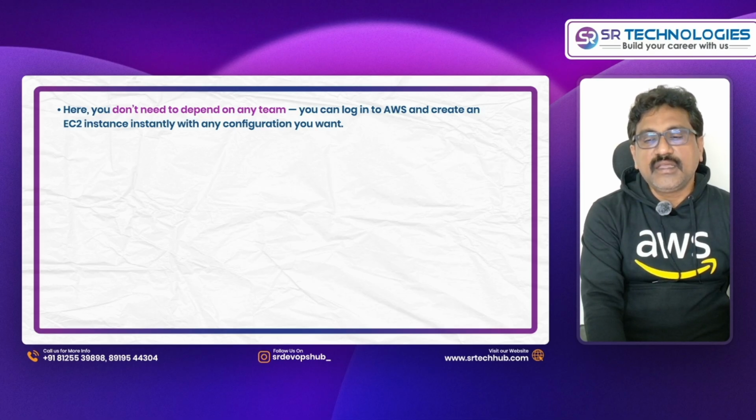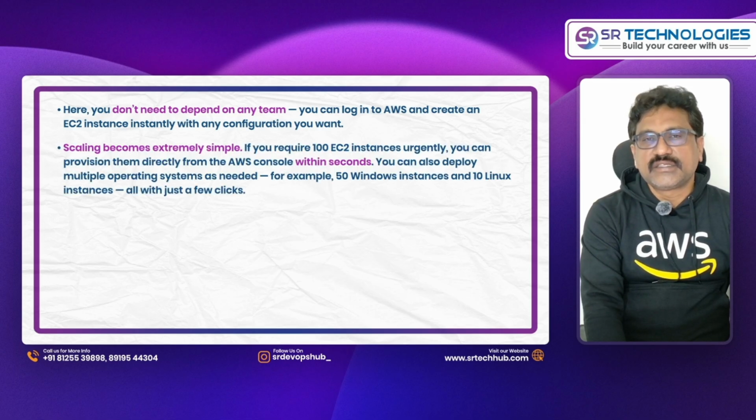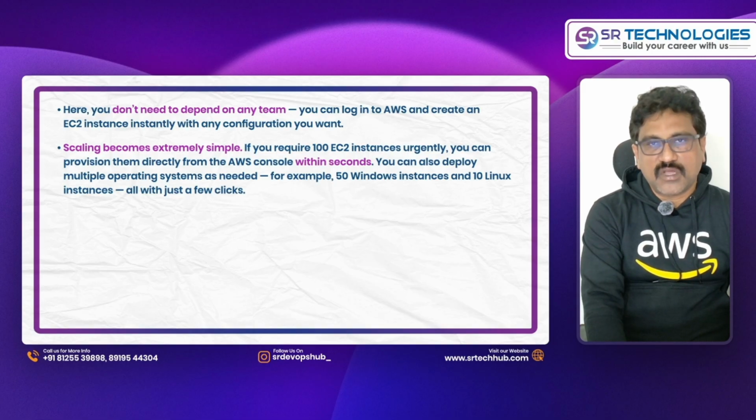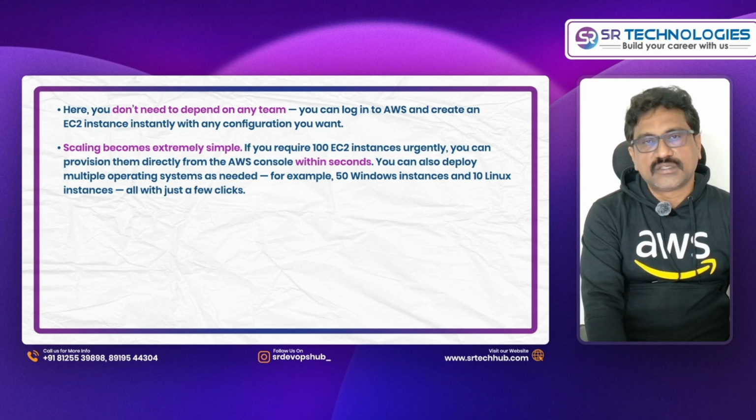You can directly log into the AWS console and you can create an EC2 instance within seconds. Within milliseconds, you can create an EC2 instance. And whatever configuration or capacity you need, you can create it. Fine. So this is how we can use EC2 instance. Also, it is very easy to scale up and scale down.